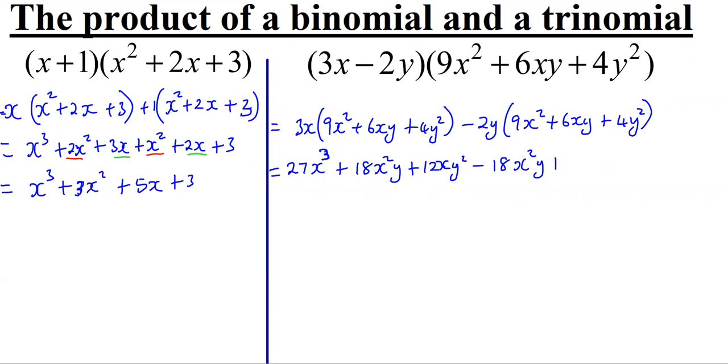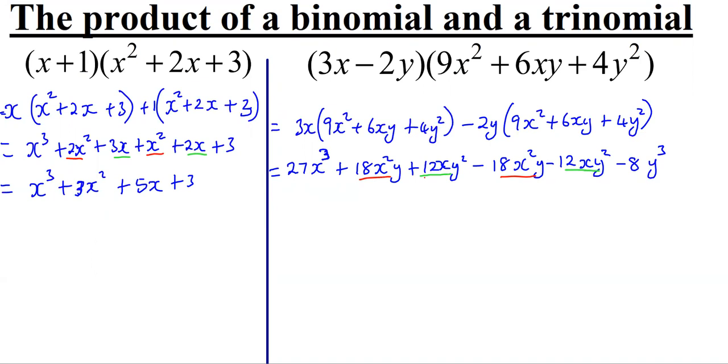Sorry about that one, we get a negative there. So it's going to be negative 12xy squared. Then here you're going to get again negative 8y cubed. Now let's see if we have got like terms here. Like terms, we have got x squared y, x squared y, x squared y. Then you have got xy squared, xy squared, xy squared.